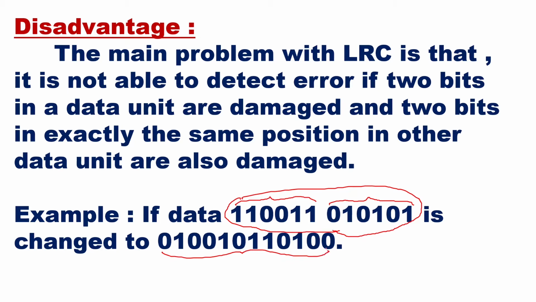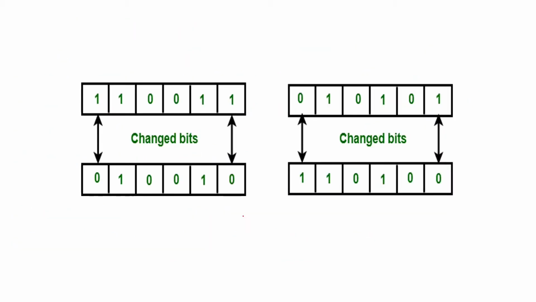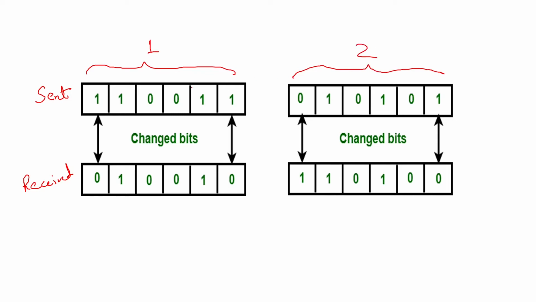So we will see it in a figure. In this figure, on top you can see the sent data, and this is the received data. This was the first unit, unit 1, and this was the second unit, unit 2. Now in the first unit, the first digit 1 has been changed to 0, and the last bit 1 has been changed to 0. So there are two changes, in the first position and in the last position of the unit. Even in the second unit, the first position is changed to logic 1, and the last position is changed to logic 0.